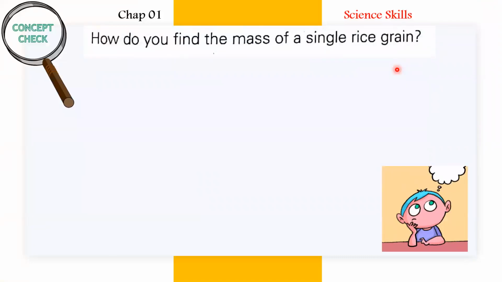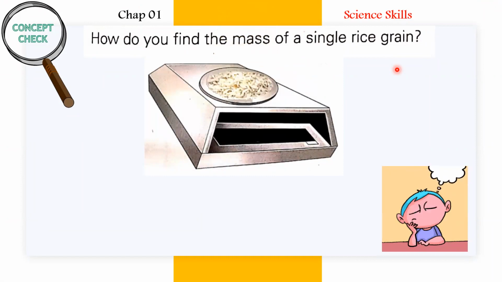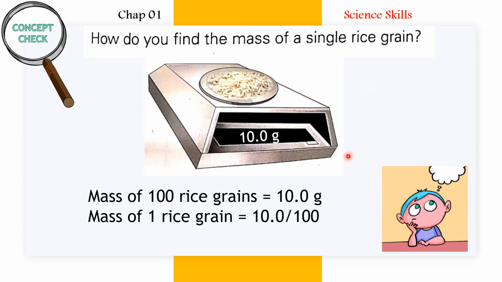How do you find the mass of a single rice grain? So this is the way. You have to get 100 rice grains, because a single rice grain is quite impossible to measure. If the mass of 100 rice grains is 10 grams, then the mass of one rice grain is 10 grams divided by 100. So that will give you 0.1 gram.